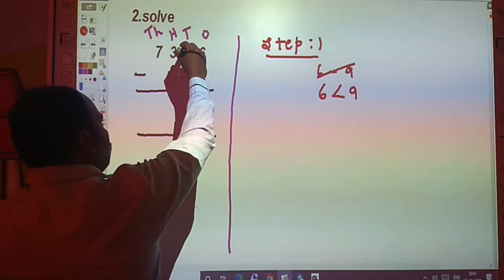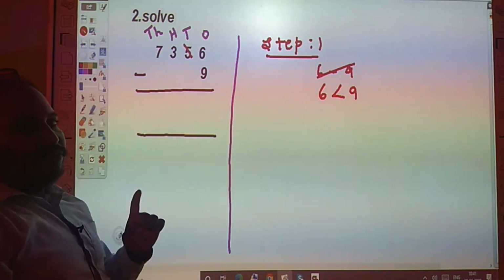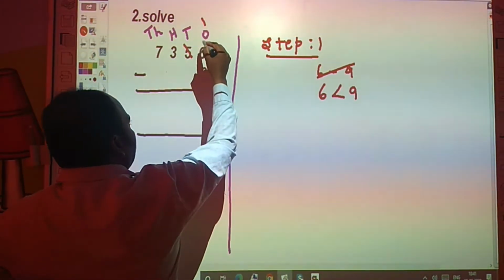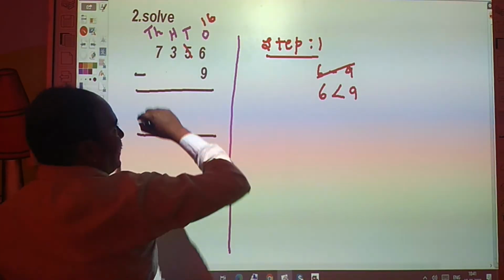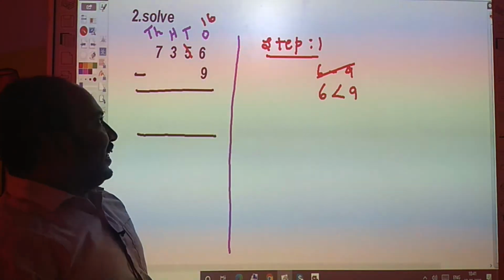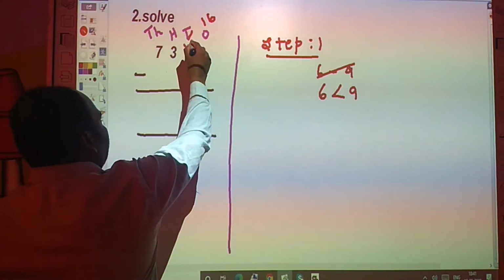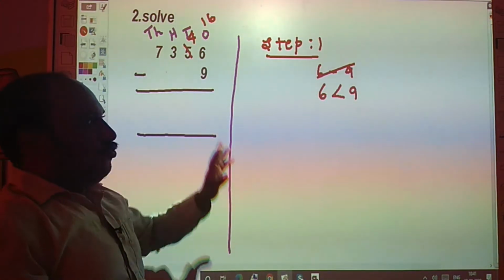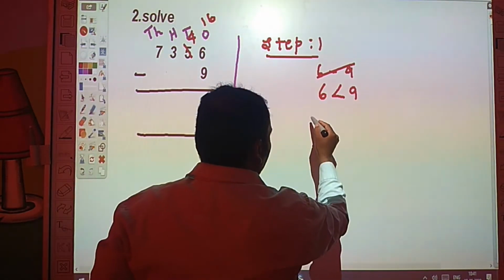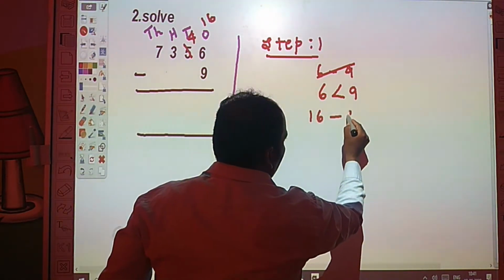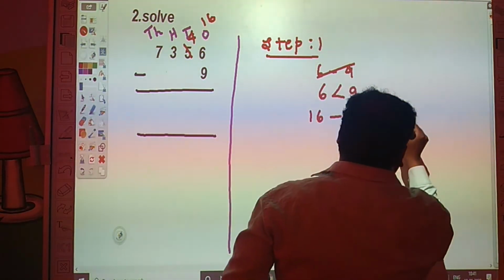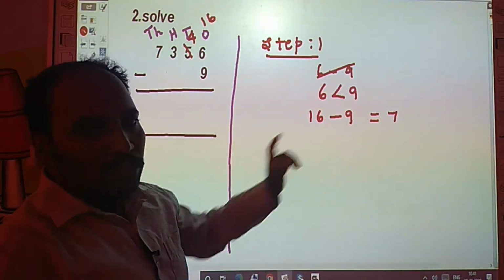So we borrow 1 ten from the tens place. So 10, then already 6, becomes 16. 6 becomes 16. Here borrow means 5 becomes 4. Step 1, 16 minus 9. 16 minus 9 is equal to 7.